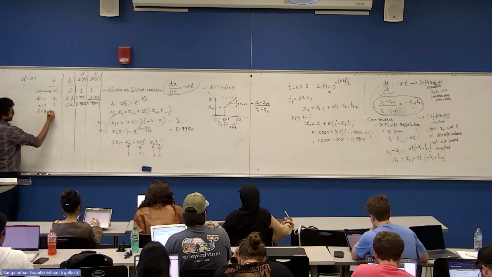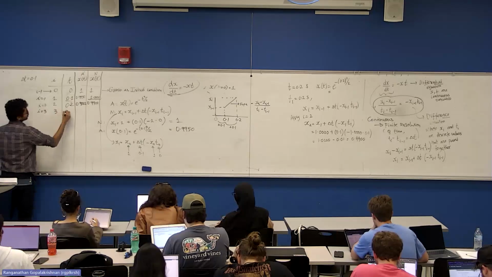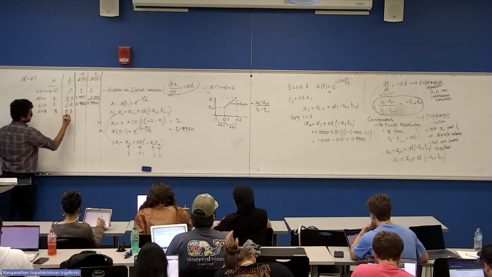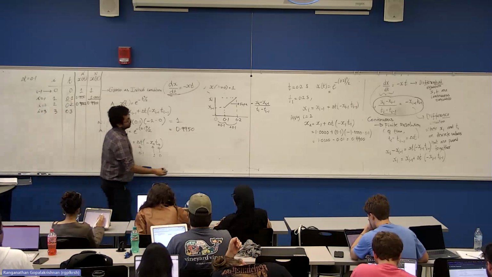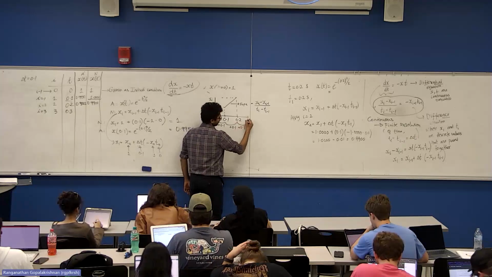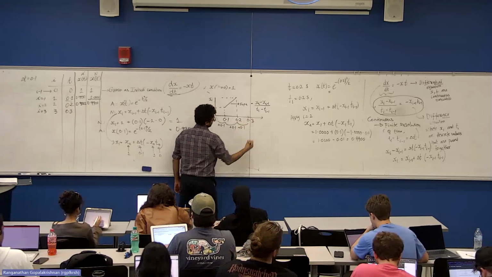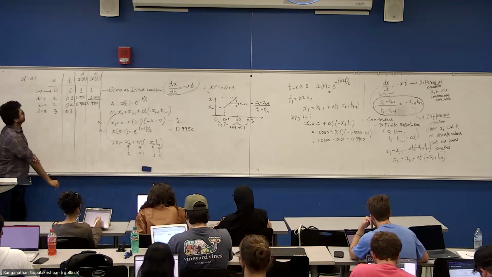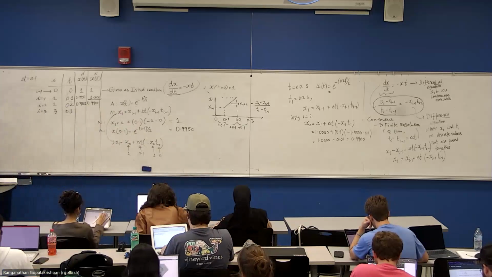Do this for one more iteration, please. So for t equals 0.3, to this number we want to add 0.1 and get 0.3. Do that, please.